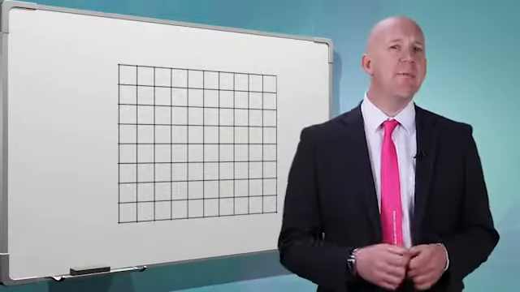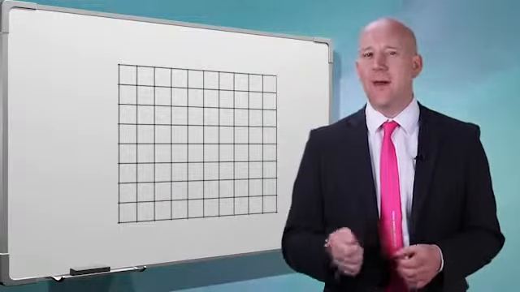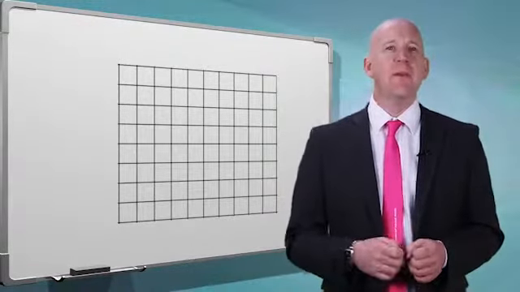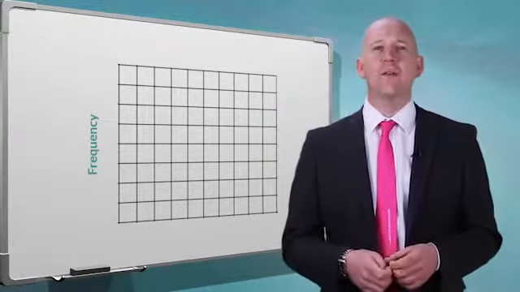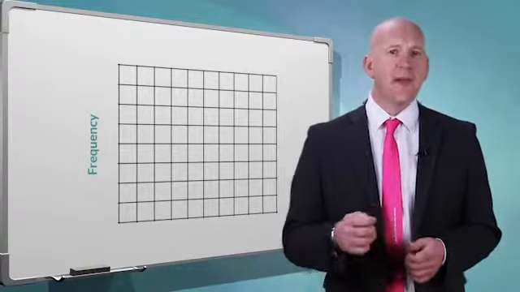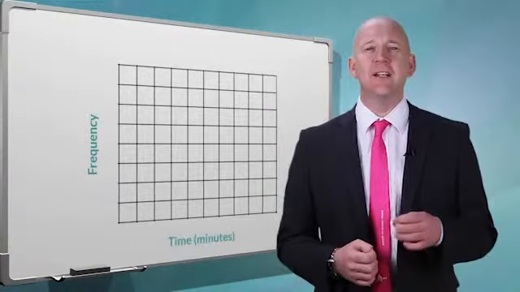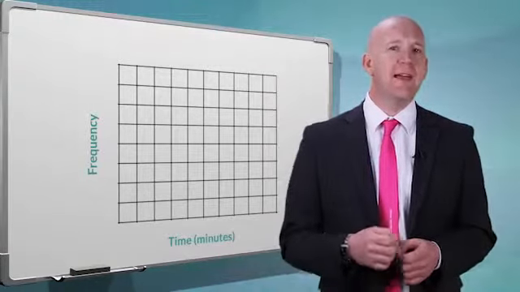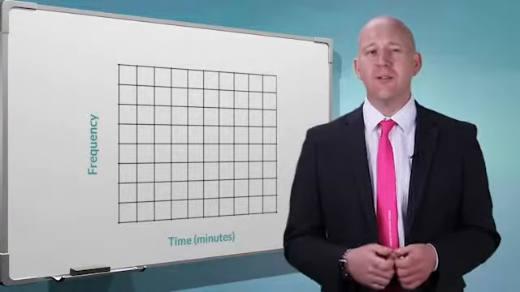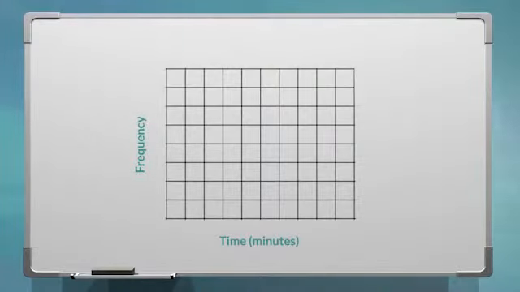Usually you will need to label both the x-axis and the y-axis. Just remember that frequency always goes on the y-axis. Fill in the timescale on the x-axis and try to include the midpoints in the scale if possible, although this is not essential. So on this graph you could write 0, 5, 10, 15, 20, 25, 30, 35, 40, 45 and 50 along the x-axis.